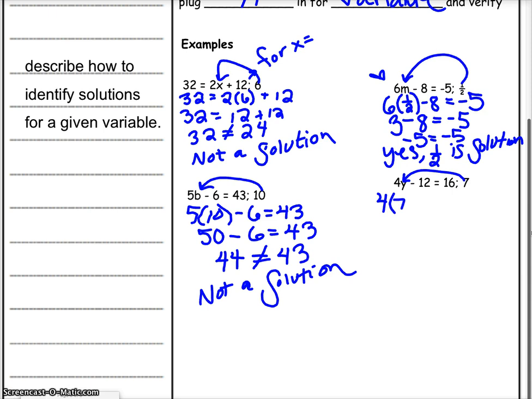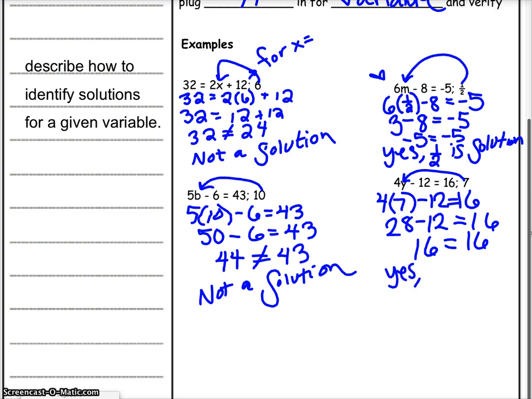4 times 7 minus 12, does that equal 16? Is 28 minus 12 equal to 16? 16 does equal 16. Yes, comma, 7 is a solution.